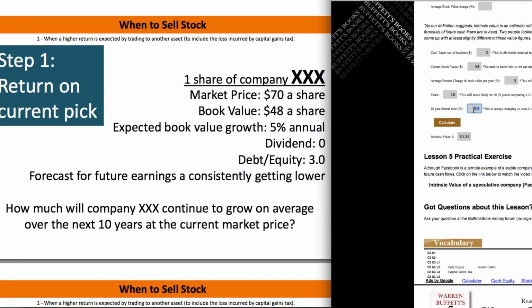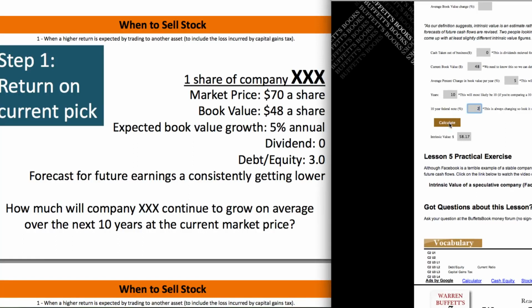So let's go ahead and just try 3%. We want to go down because the market price is higher than the intrinsic value. So we're going to hit calculate, and we see it's at $58. Remember, we want this to equal 70. We don't stop until it equals 70.